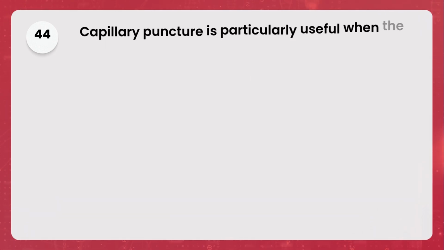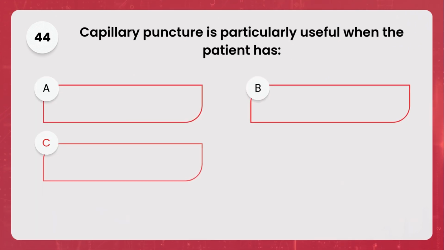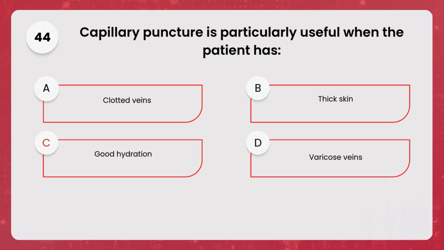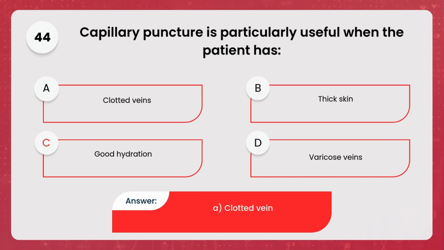Number 44. Capillary puncture is particularly useful when the patient has A. Clotted veins, B. Thick skin, C. Good hydration, or D. Varicose veins. The answer is A. Clotted veins.